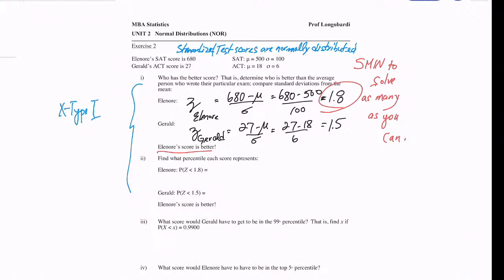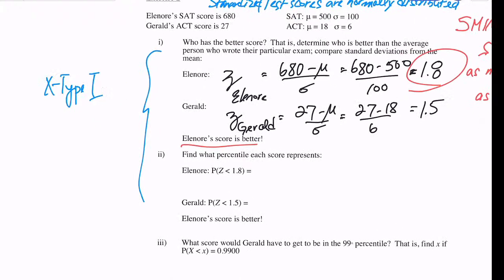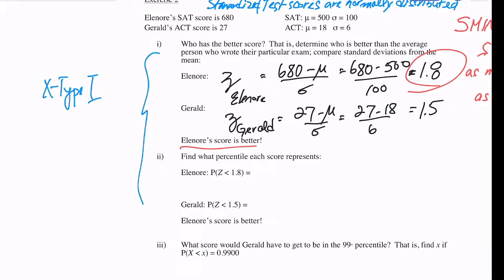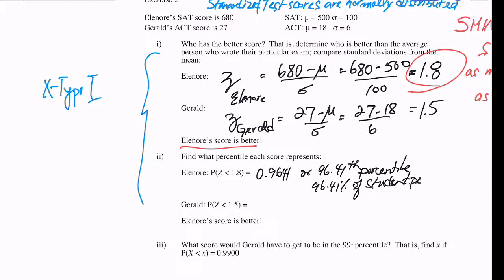So it turns out that Elenore scored in the 96.41 percentile, because 96.41% of students performed, let's say it in a positive way, she performed better than 96.41% of students. Okay?